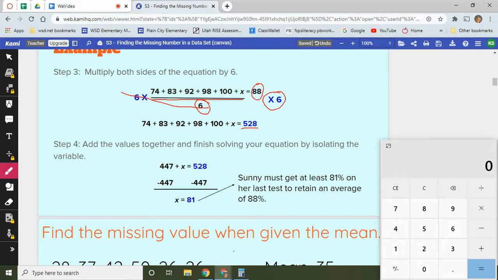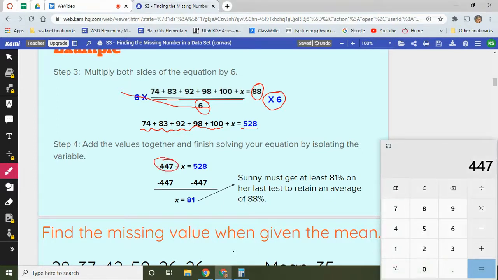So we now have all those numbers that we are going to add, plus our missing X, and that has to equal 528. So the next thing we're going to do is add up all these numbers. On a calculator, we're going to go 74 plus 83 plus 92 plus 98 plus 100. And that gets us right here where they have it, this 447.